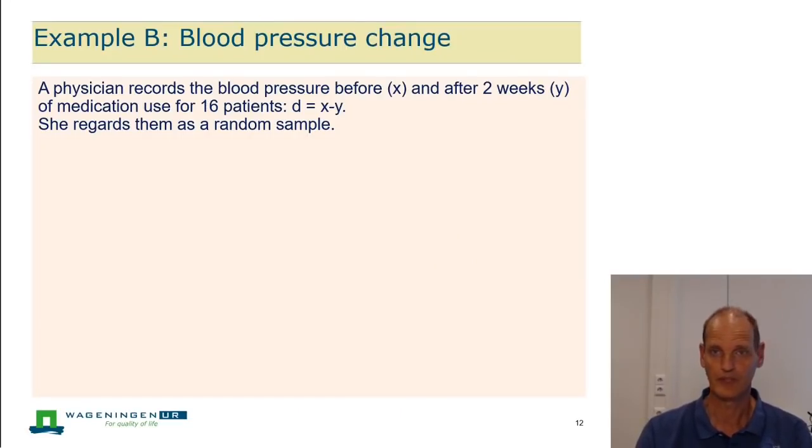So now we come to the second example, example B, and it is an example of paired data. It's about blood pressure change. A physician records the blood pressure before and after 2 weeks of medication use for 16 patients. The difference in blood pressure is called D. She regards the 16 patients as a random sample.